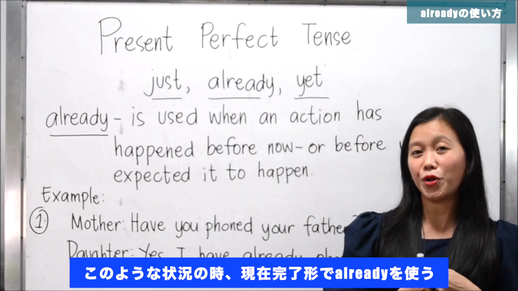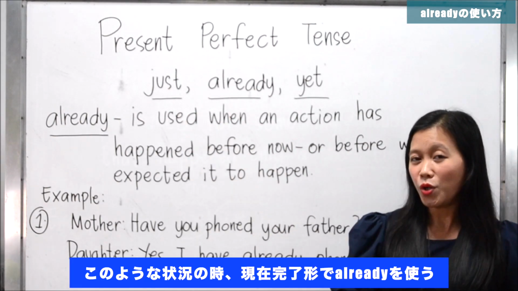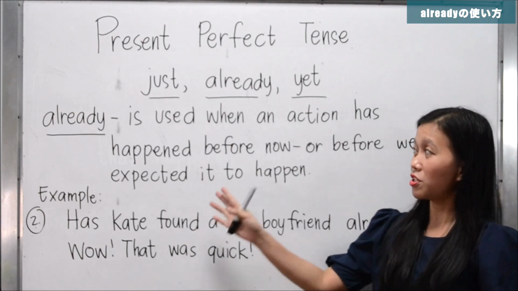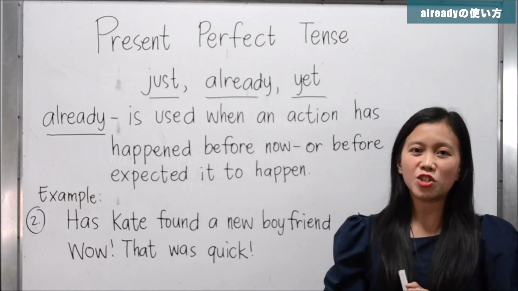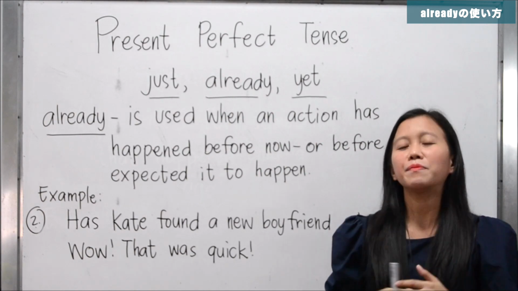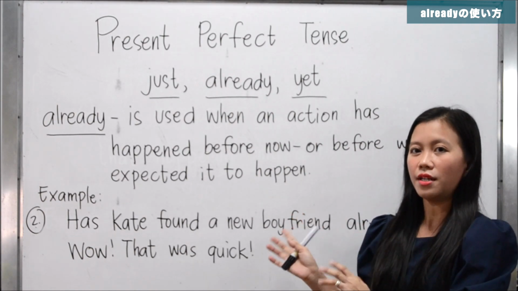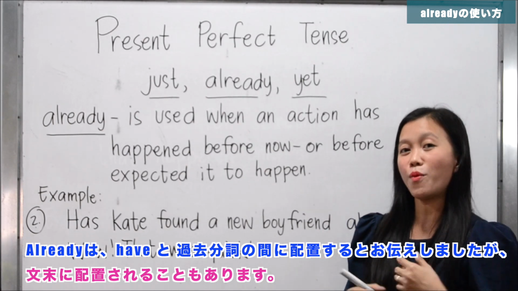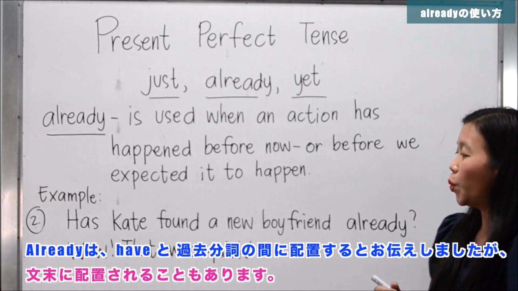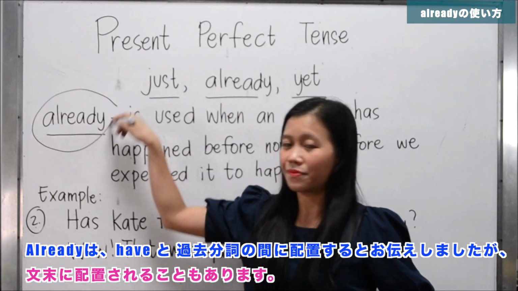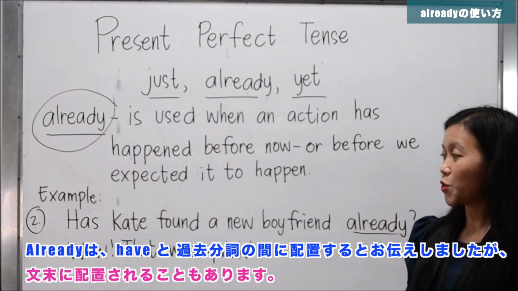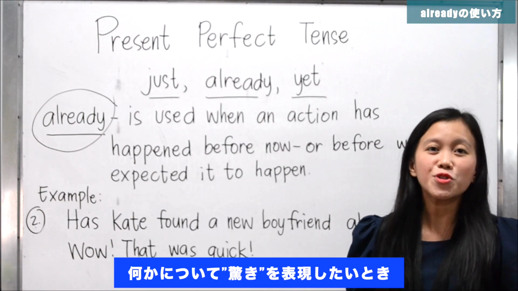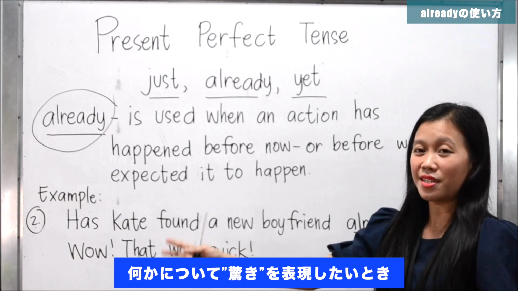That is how we use the word already with the present perfect tense. And this is additional information about the word already, especially about the word order. As you may remember, I said that just and already are in between the auxiliary verb has or have and the past participle form of the verb. However, in some cases, especially in questions, we can use the word already at the end. We can use it when we want to express that we are surprised about something. Here is an example sentence.